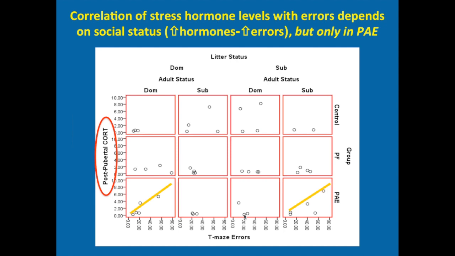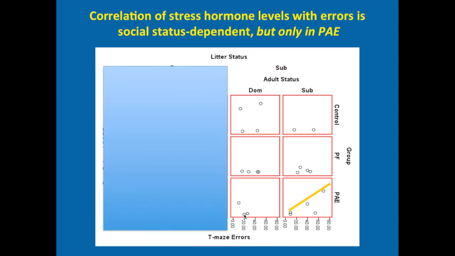So here we looked at postpubertal corticosterone levels, stress hormone levels. That's the hormone in the rat that is the stress hormone. And we correlated that with number of errors. And we looked at their status in the litter and their status in adulthood. How do all of those things link together? So let's look first at this right-hand side of the graph. We have litter status, they were subordinate, and in adulthood they were either dominant or subordinate.